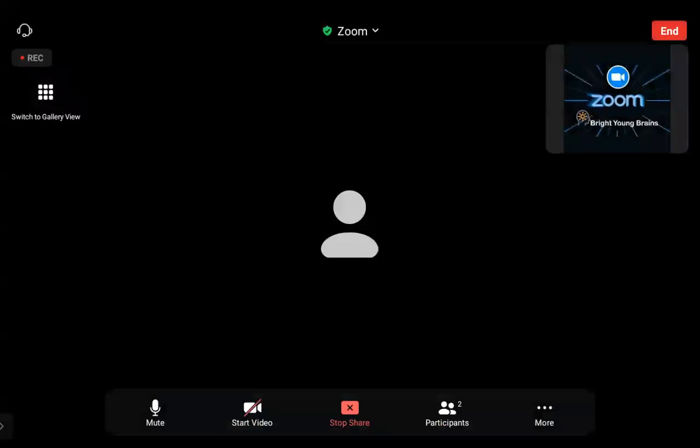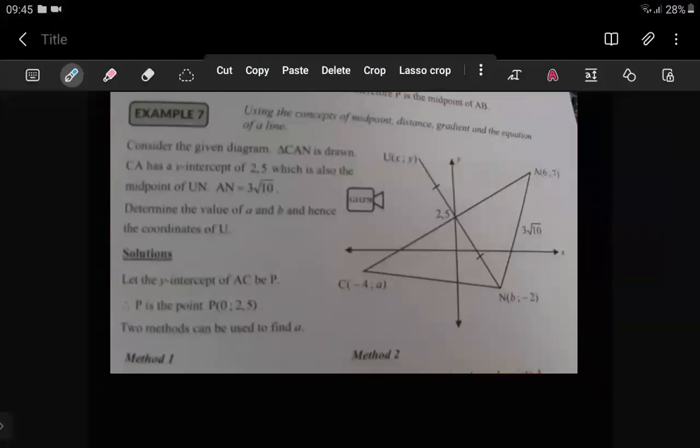Let us just dive into the question. So example 7 says the following. Consider the given diagram.